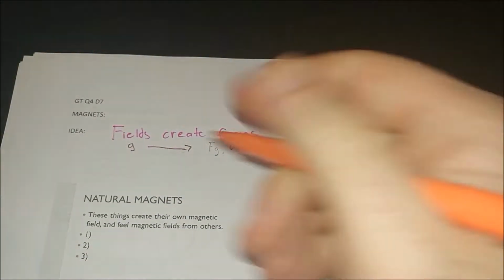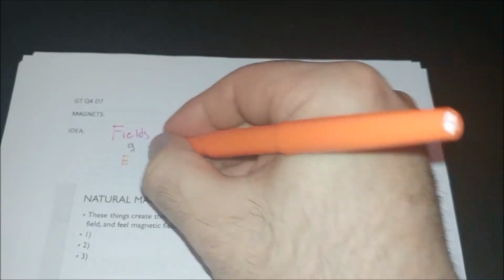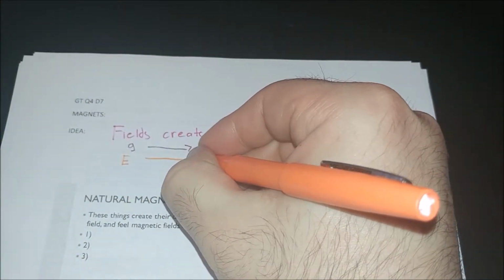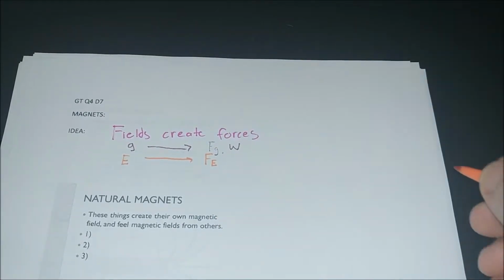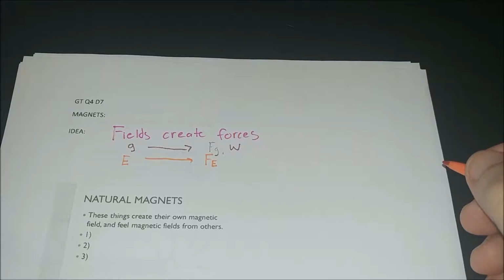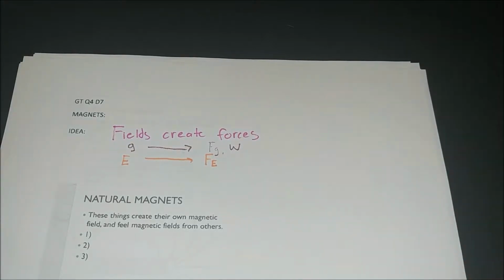Then, we also learned recently about electric fields, which I call letter E, and that created what we call electrical force, F of E, which you know as K, Q1, Q2, all over the distance between them squared.